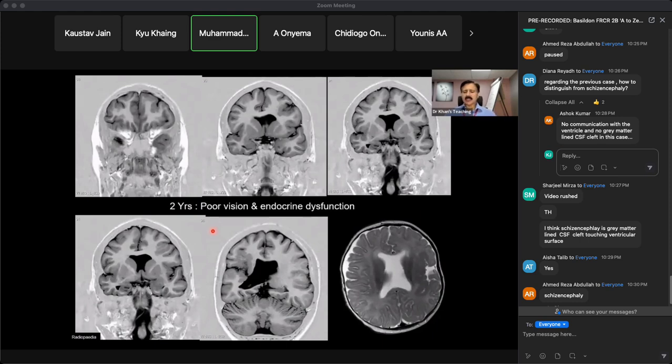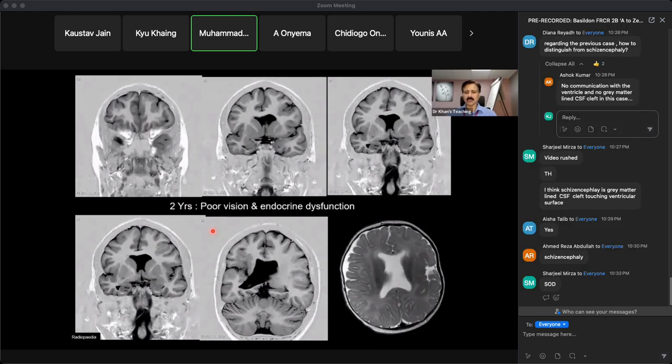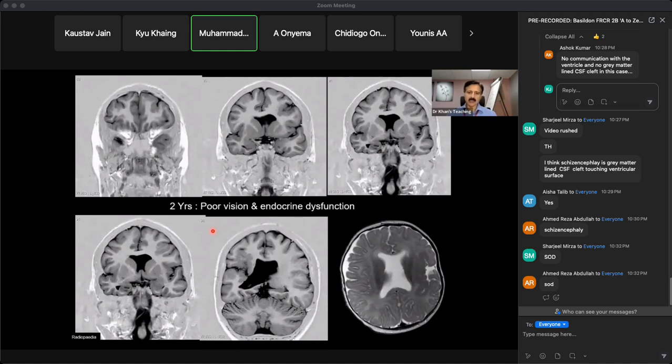So this is the type of case, this is what I call about the FRCR exam, that the bar is going up and up and up. I believe that this was a bit harsh to be shown in the exam, but it has been shown in the exam, and that's why I'm showing you. And I have given you some lead points there because of the time factor. Two years, poor vision, endocrine dysfunction. Over to you. What is it?